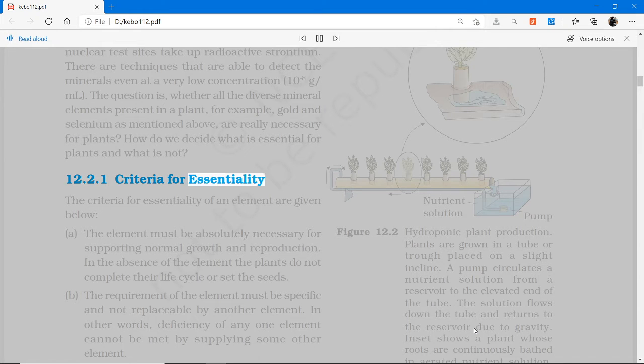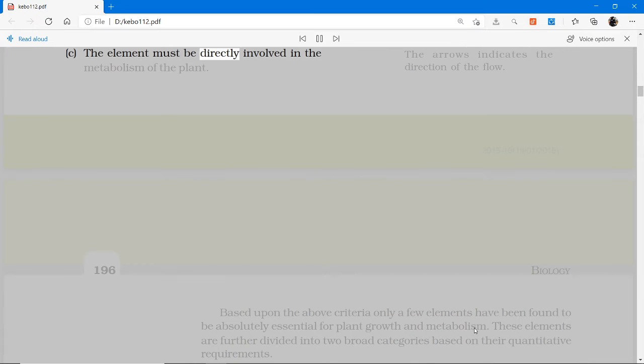12.2.1 Criteria for essentiality. The criteria for essentiality of an element are given below. A. The element must be absolutely necessary for supporting normal growth and reproduction. In the absence of the element, the plants do not complete their life cycle or set the seeds. B. The requirement of the element must be specific and not replaceable by another element. In other words, deficiency of any one element cannot be met by supplying some other element. C. The element must be directly involved in the metabolism of the plant.